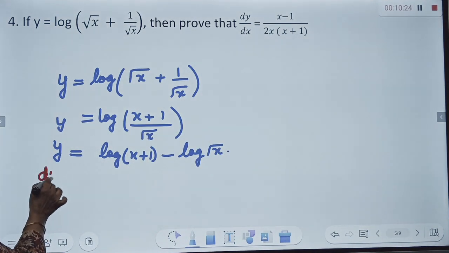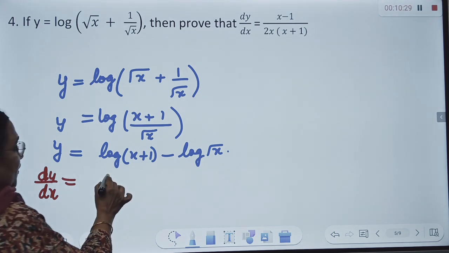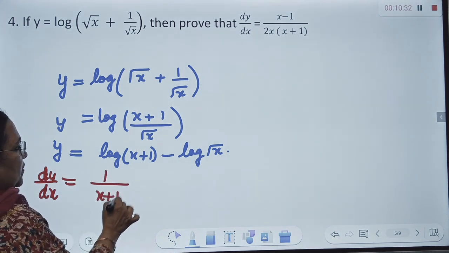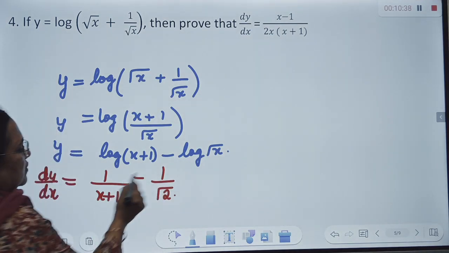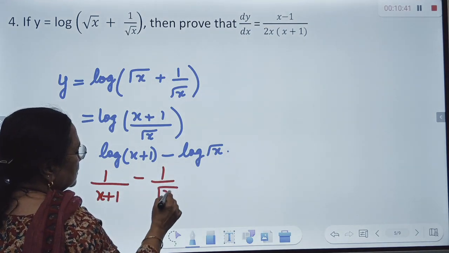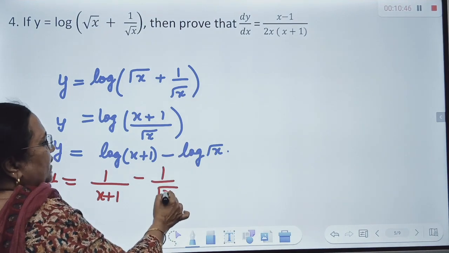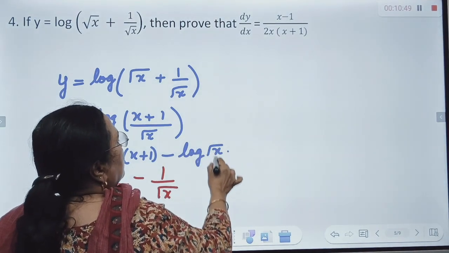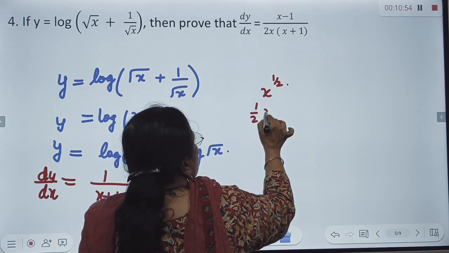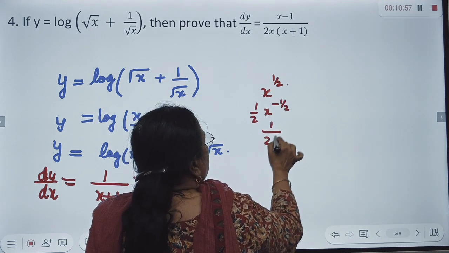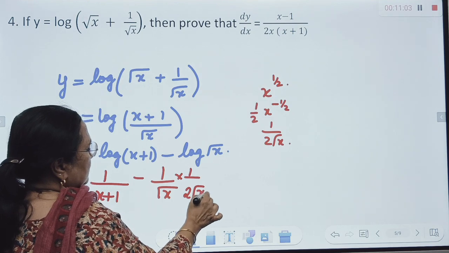Now I am going to differentiate. So far I have only simplified. Only now I am differentiating. When I differentiate log of x plus 1, I will get 1 by x plus 1 minus 1 by root x. Derivative of log root x is 1 by root x into derivative of root x. What is derivative of root x? Already I showed in the previous problem. Half x to the power minus half, 1 by 2 root x. So this is into 1 by 2 root x.